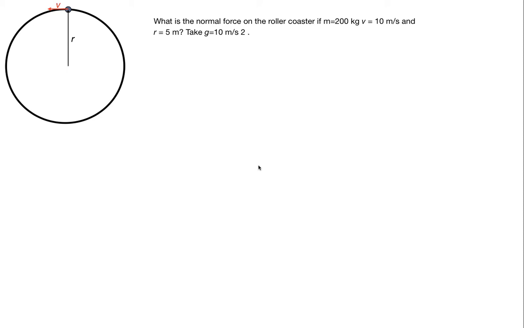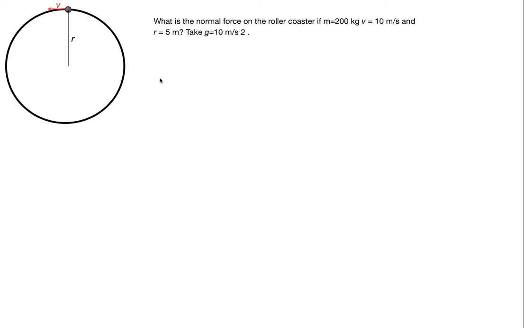I want to say a little bit more about one of the problems that I had started but not really finished discussing in class. And that's this idea of a roller coaster, where we ask what is the normal force required at the top of a loop for a mass m equals 200 kilograms, v equals 10 meters per second, radius equals 5-meter roller coaster. And just for approximation, I'm going to take g equals 10 meters per second squared.